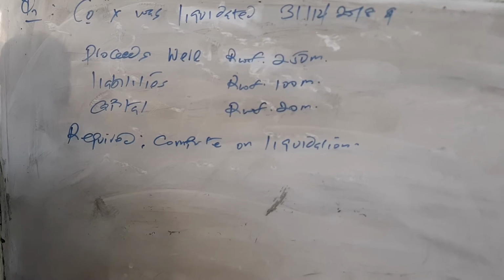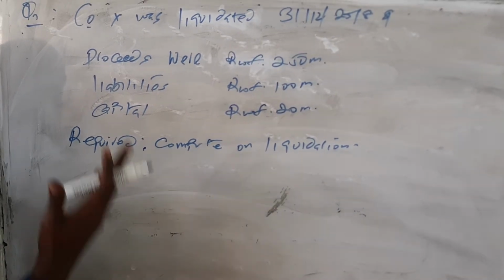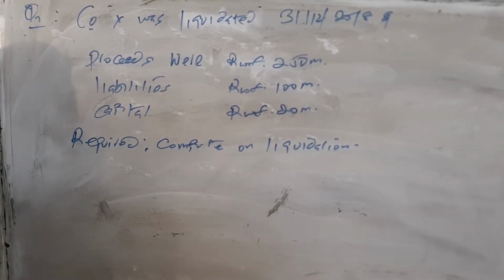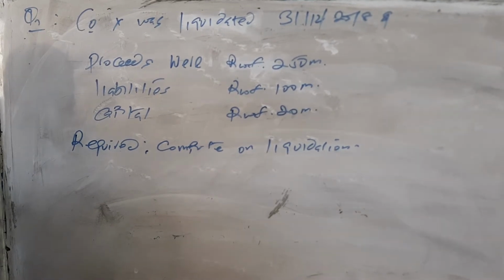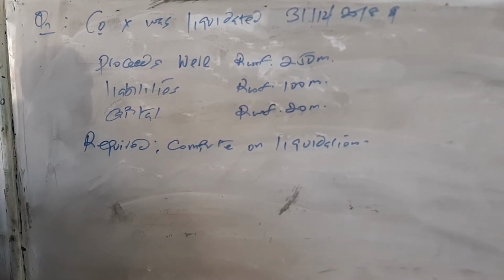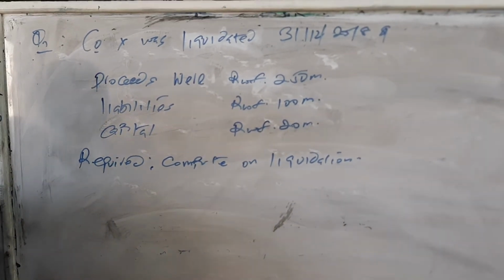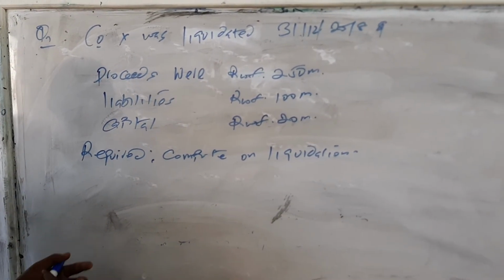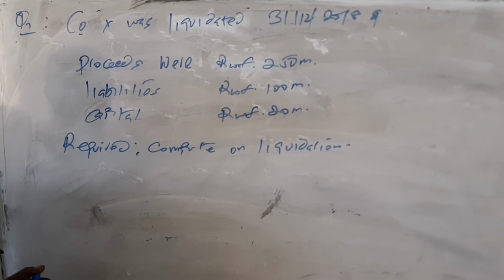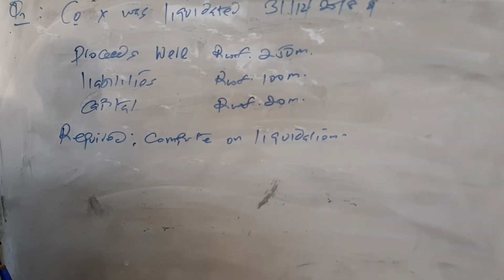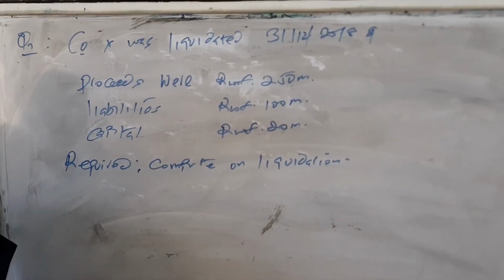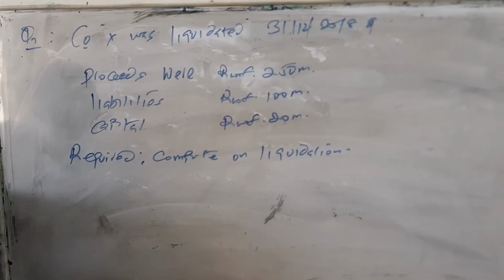This short question: company X was liquidated on 31st December 2018, and proceeds were 250 million Rwandan francs. The liabilities were 100 million Rwandan francs, and the capital was 20 million Rwandan francs. You are required to compute the liquidation.